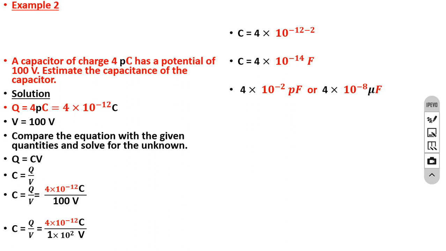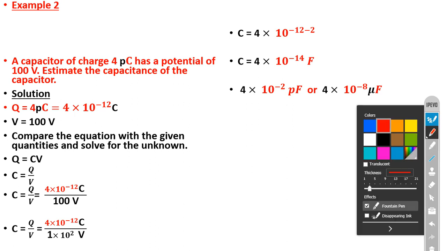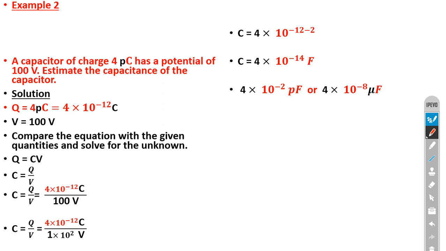So in a situation where you see 4 times 10 to the power minus 2 picofarad, please do not be confused. Remember that pico here means 10 to the power minus 12. So if you have 10 to the power minus 12 times 10 to the power minus 2, it still gives you 10 to the power minus 14. So it's still the same thing.